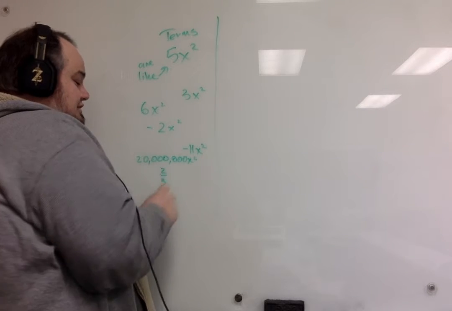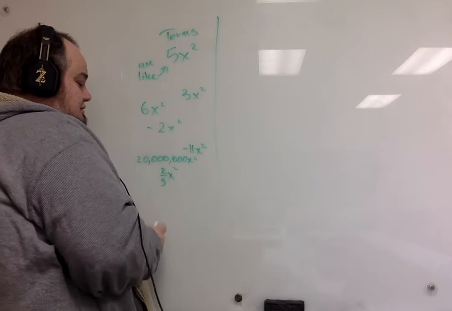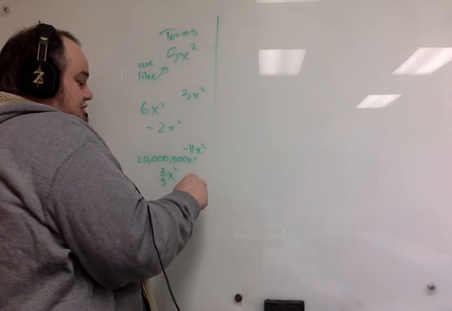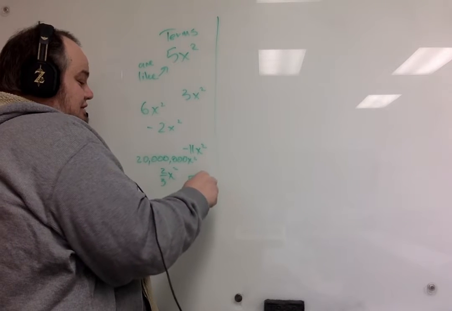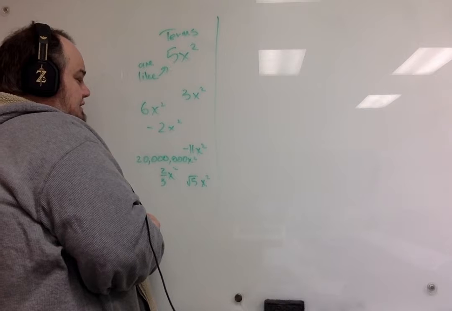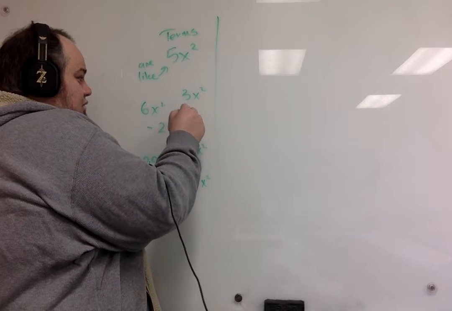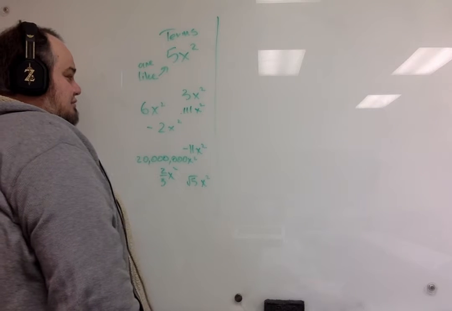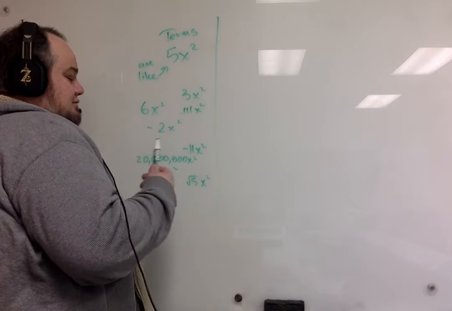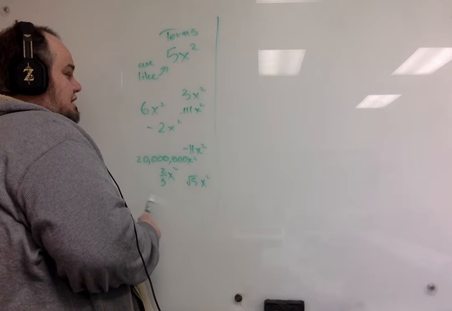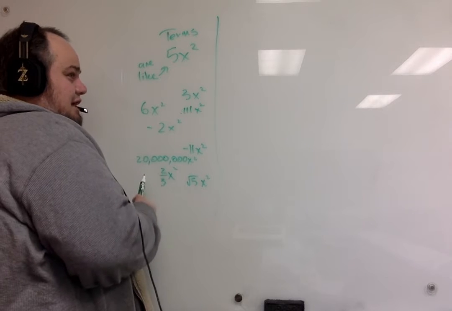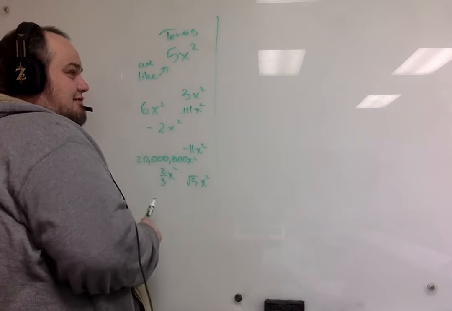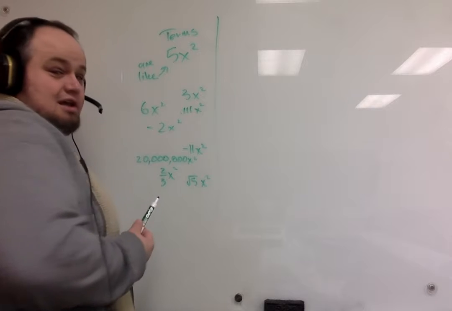You can have fractions like 2/3 x squared. You can have square roots, so square root of 5x squared. You can have decimals, 0.111 x squared. So it's any number, positive or negative, decimal or fraction. It doesn't really matter if it's rational or irrational, times that variable, and that makes it a like term.